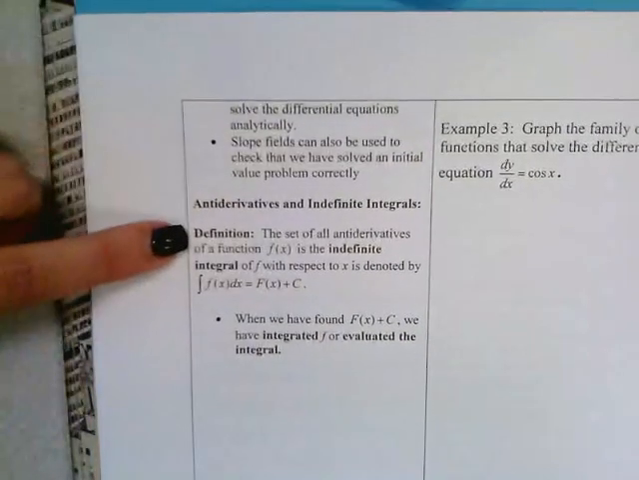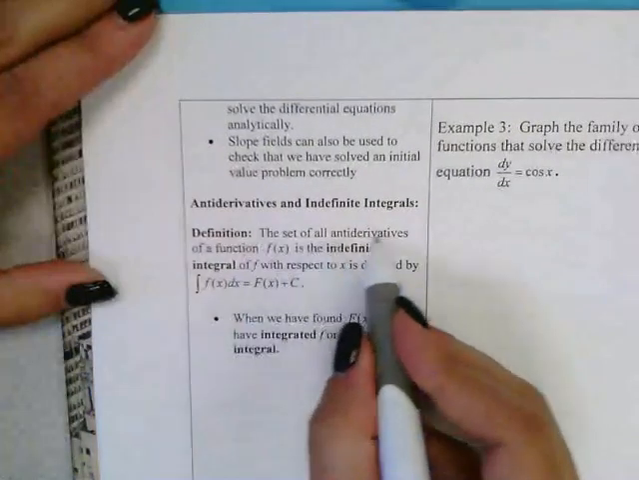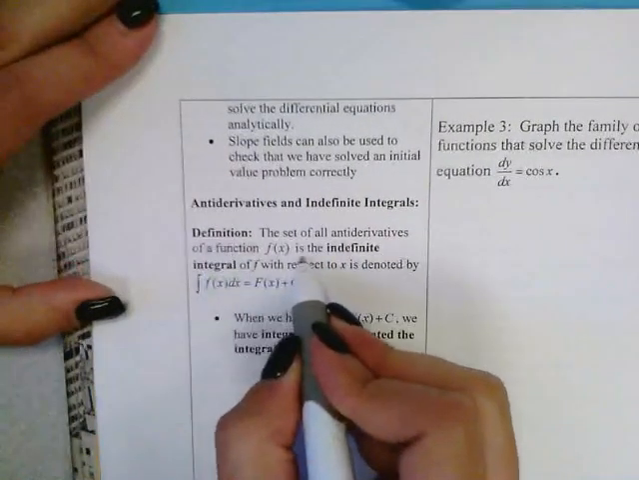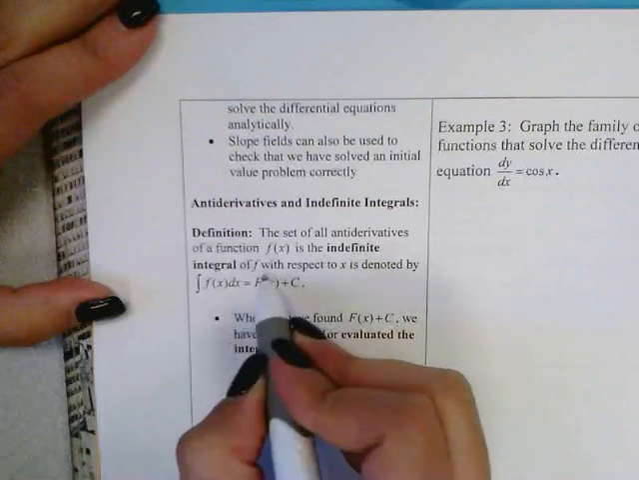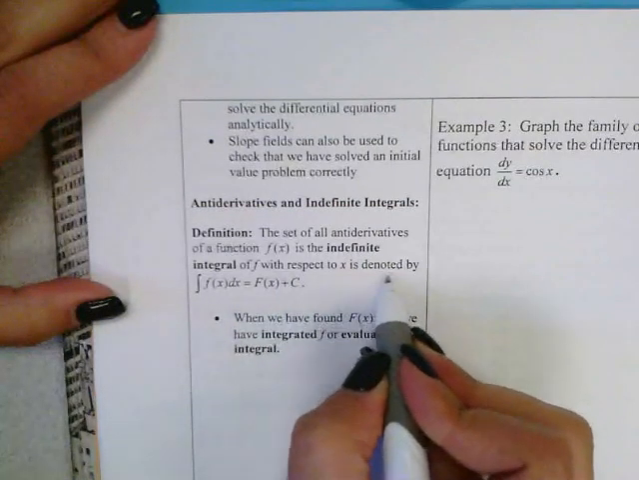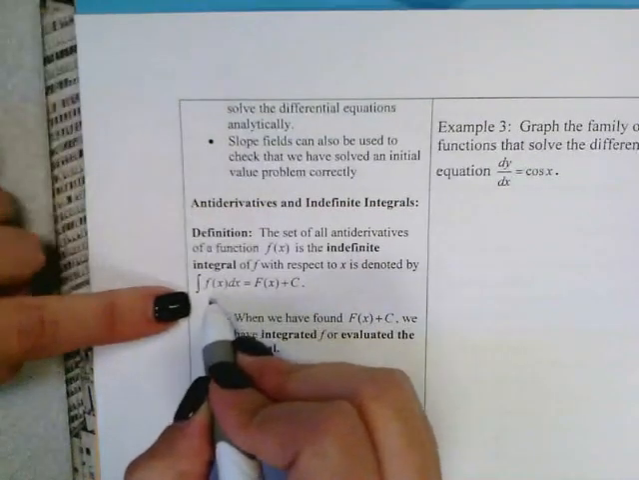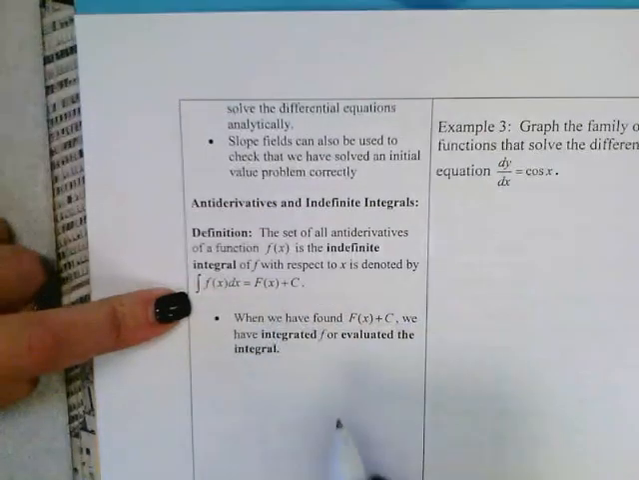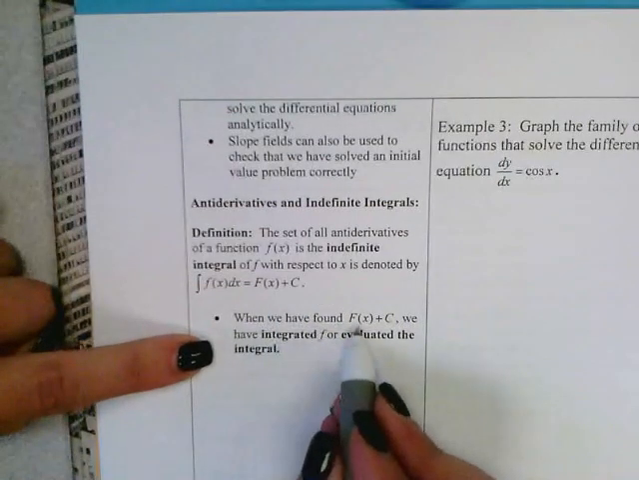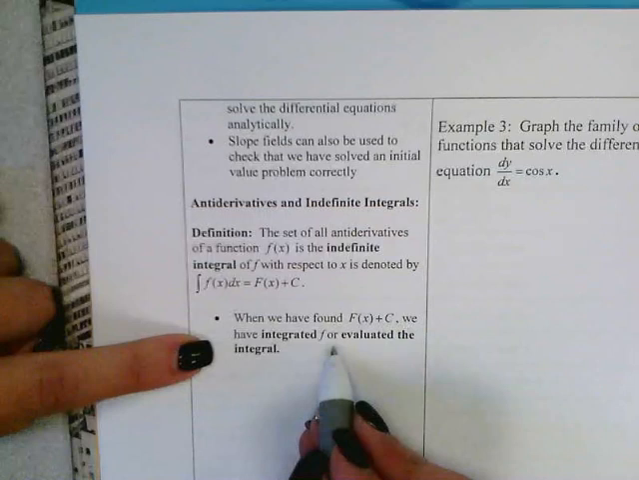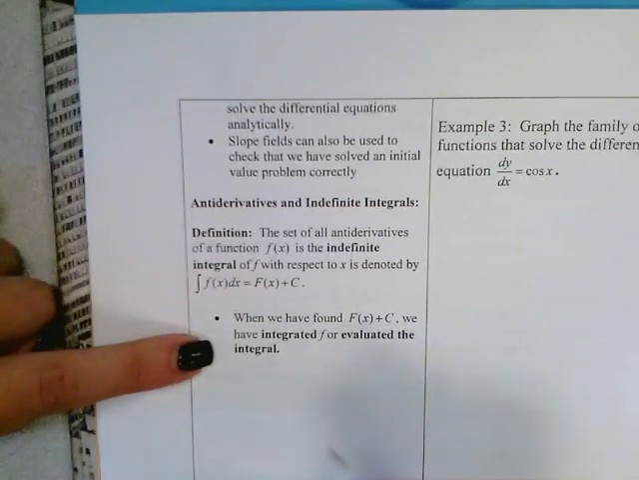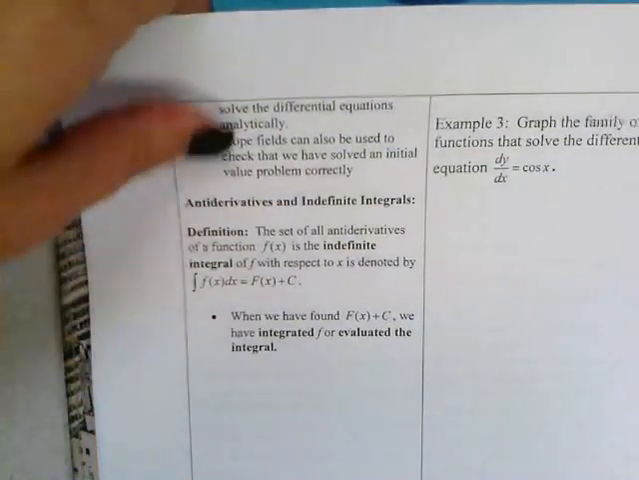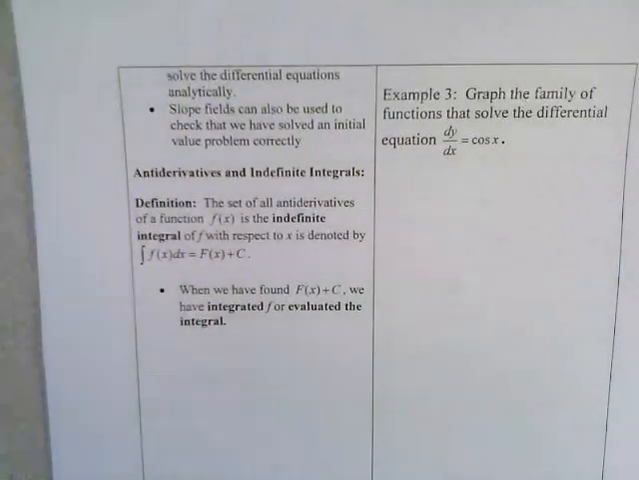Now, antiderivatives and indefinite integrals. So definition, the set of all antiderivatives of a function f of x is the indefinite integral of f with respect to x is denoted by this. So we all know that. This is nothing new. So when we have found f of x plus c, we have integrated f or evaluated the integral. But we still don't know what c is. So c can be really any point.